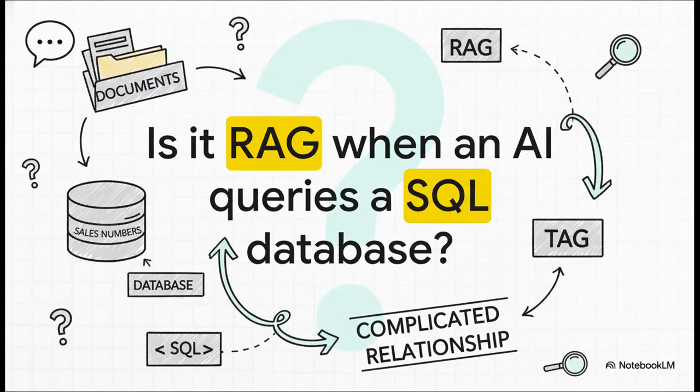So here's the big question that seems to trip everyone up. Let's say your new AI can query the company database. You ask for sales numbers, it gets them. Is that RAG? Well, the answer, it's not a simple yes or no. In fact, this is probably one of the most hotly debated topics in the AI space right now. But stick with me, and by the end of this, you'll know exactly how to answer that.